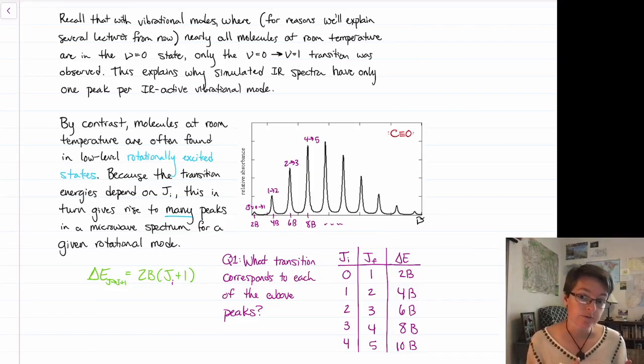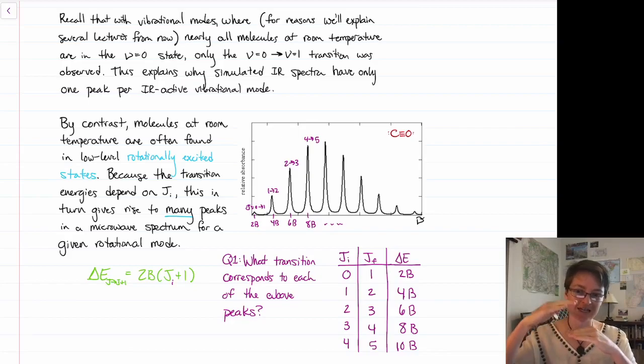So these different rotational modes tell us what rotational states are present at room temperature to start off with. And then those transitions correspond to us gaining just a little bit of rotational energy in order to give rise to these peaks in the microwave region.